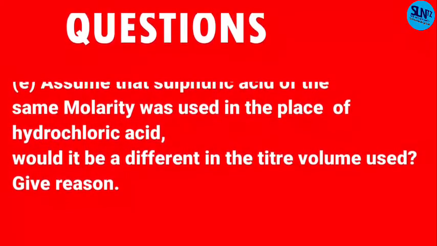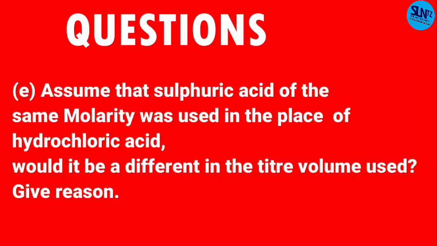Another question, assume that sulfuric acid of the same molarity was used in place of hydrochloric acid. Would it be different in the volume used? Give reasons. The question is, we have been using hydrochloric acid, so what will happen when you use sulfuric acid of the same molarity in this titration? Would it be different in the volume? Why, if it would be different?